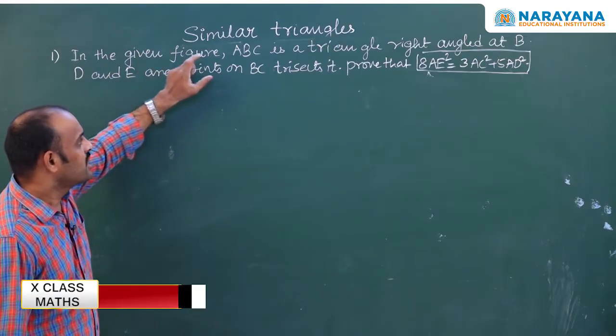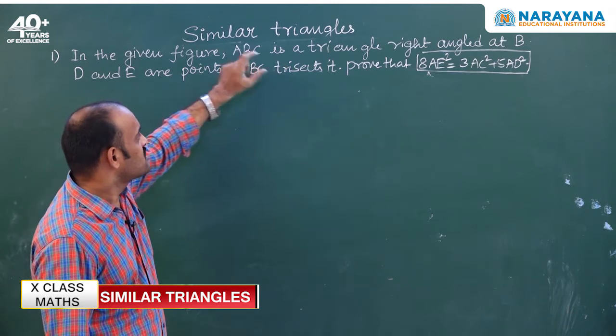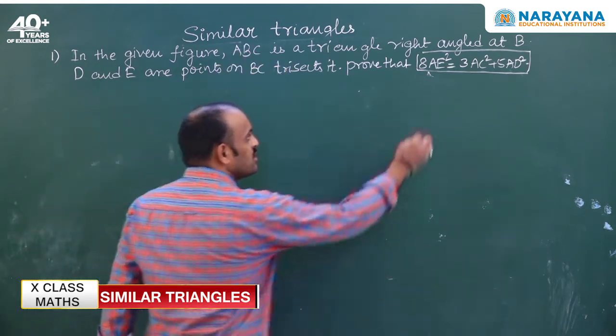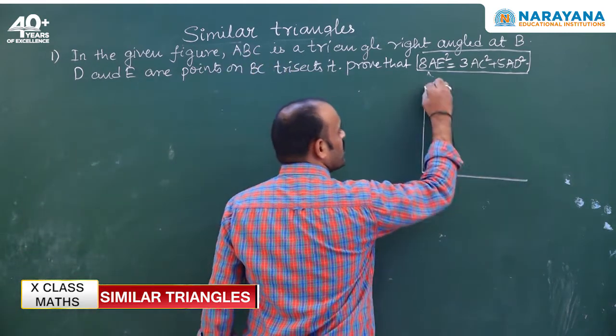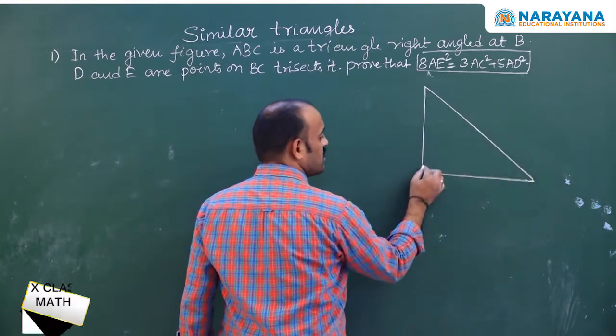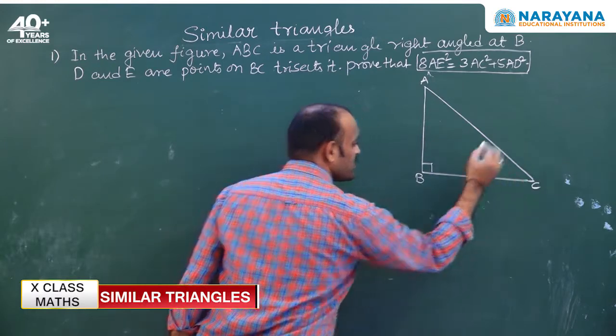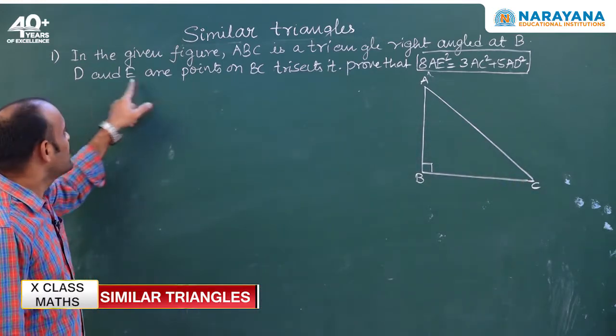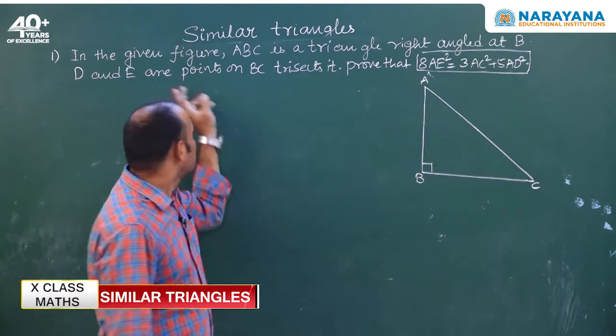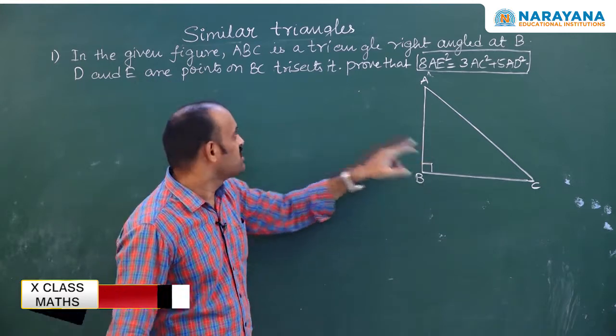Given figure ABC is a triangle, right angle at B. He has given that in triangle ABC, the right angle is at B. D and E are points on BC.